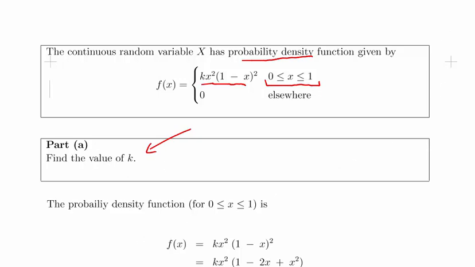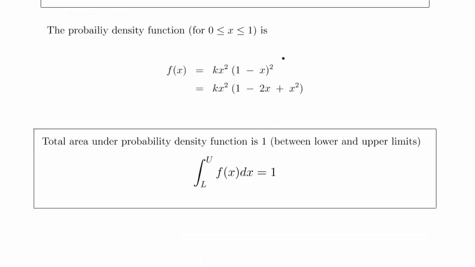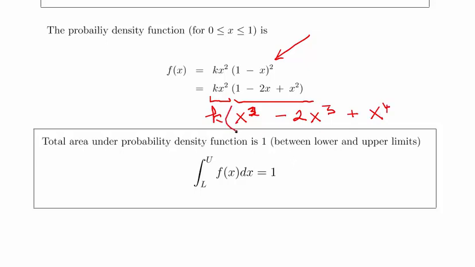Okay, so what I'm going to do is just re-express that expression as kx squared times (1 minus 2x plus x squared). In fact, I might even go further than that and express it as k times (x squared minus 2x cubed plus x to the power of 4), in brackets there. Okay, so I'm going to be integrating that.